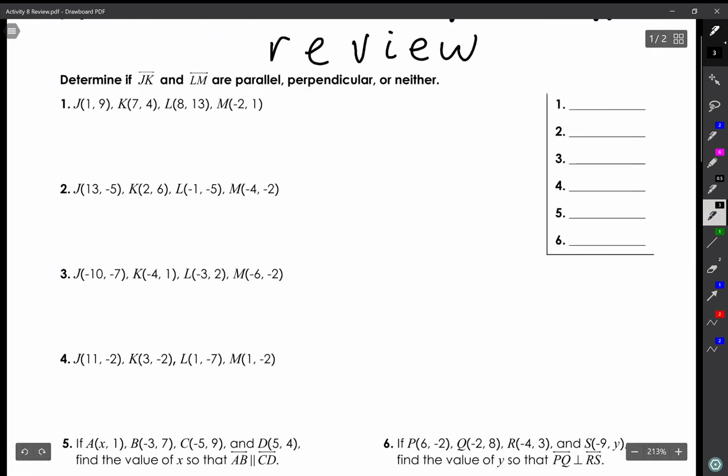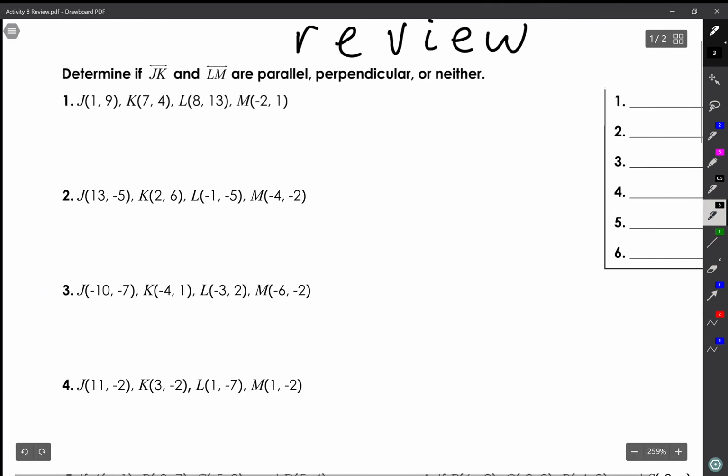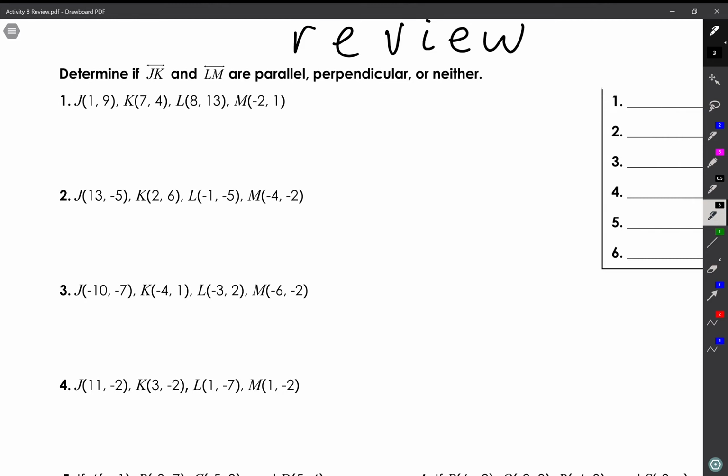So let's start. Number 1, to determine if two lines are parallel or perpendicular, we can compare their slopes. So let's find the slope of JK and find the slope of LM, and then we can see what they look like. If they're equal, then they'll be parallel. If they are opposite reciprocals, they are perpendicular. So for number 1, we are going to just plug these points into the slope formula.